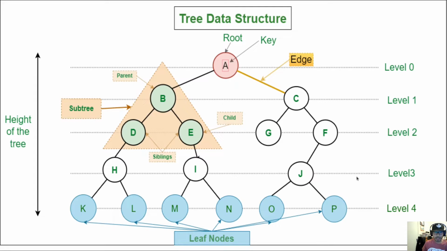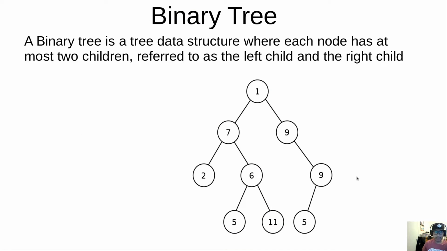And we're going to go into the next slide. So we're going to go into binary trees. A binary tree is a data structure where each node has at most 2 children, and they are referred to as the left and right child.